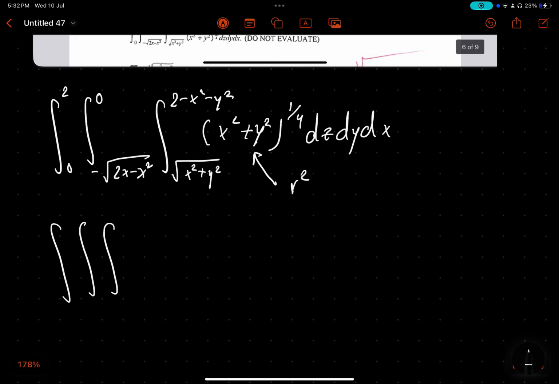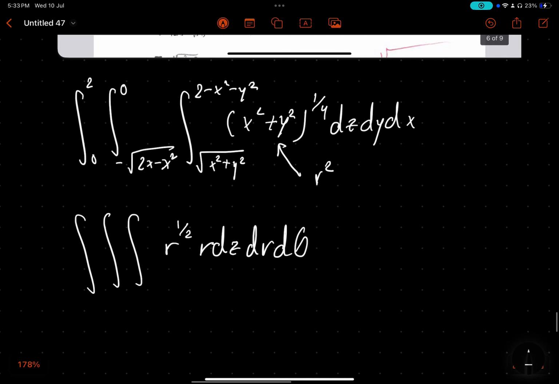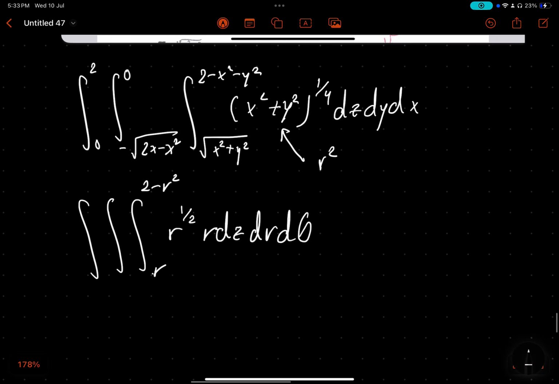First we start with dz, and then dr d theta, and I think we should include r here. Yes, I should include the r because this is dA, and dA also includes r, so r dr d theta. Now here we have r squared to the power of 1 over 4, which is basically r to the 1 over 2, and we have also an r here. Now the square root of r squared is just r, and then 2 minus r squared, that's simple to do.